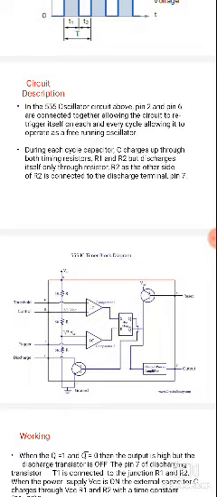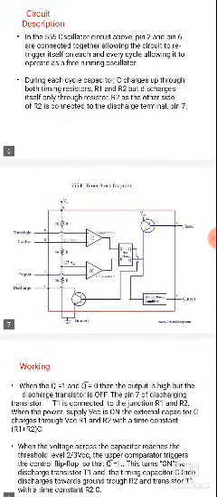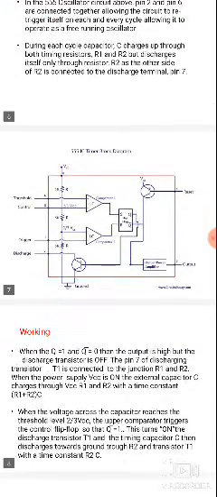During each cycle, the capacitor charges through both resistors R1 and R2, but discharges only through resistor R2. So the capacitor is charged through R1 and R2, and discharged through only the single resistor R2. On the other side, R2 is connected to the discharge terminal, pin 7, which is used only for discharging.